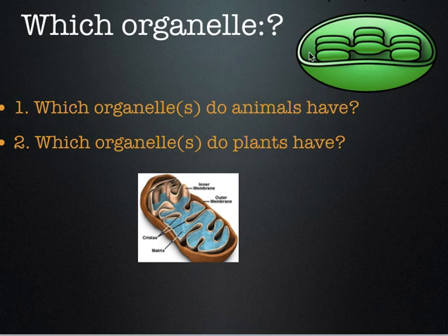So this is green, this is our chloroplast, and we know that because it looks like it's got a bunch of stacks of little circles in it. This one down here is a mitochondria because it's got squiggly lines in it.